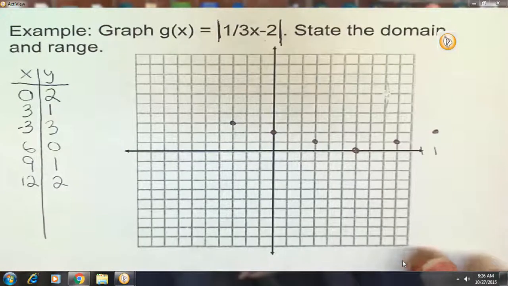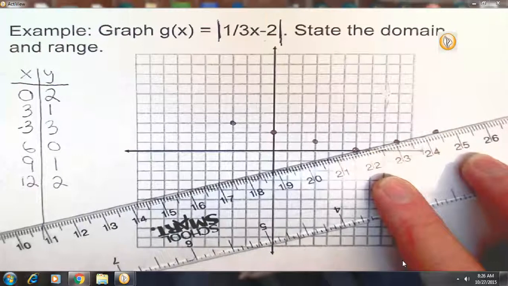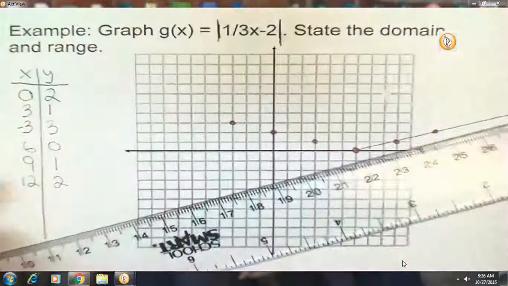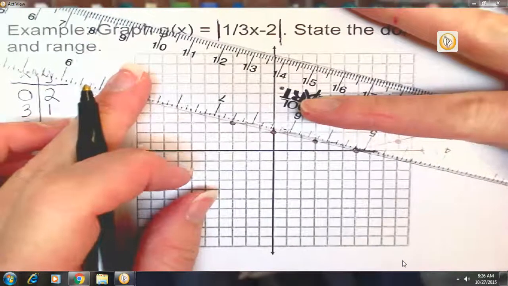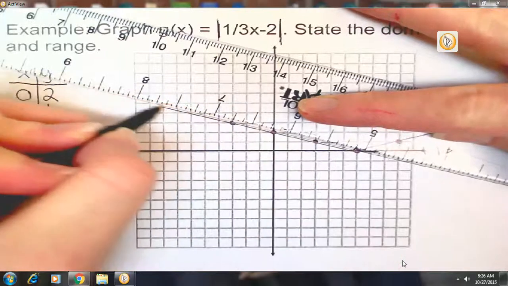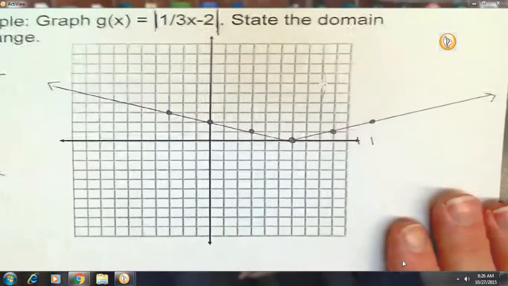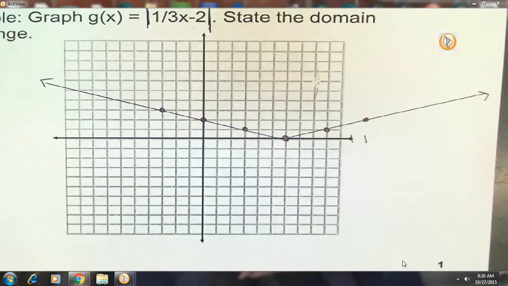At this point, I think we've got a pretty good graph. We can see it starting to go back up on the right-hand side. Take your straight edge, please, and draw the sides of your absolute value function. I do want you to make sure you include arrows on the ends of your graph to show that they do keep going in both directions.